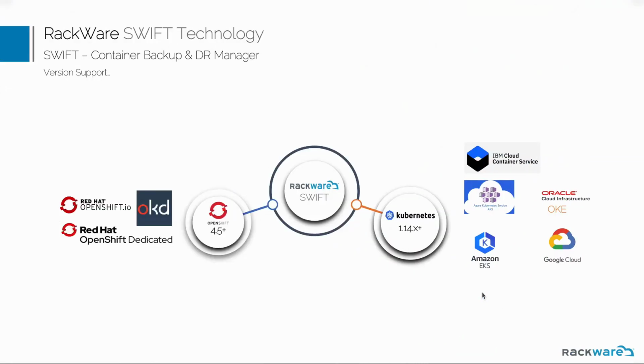This is the product version matrix. We do support OpenShift and Kubernetes. Now, for this solution, OpenShift can be, say, your production on-prem, and you can use OKE as a DR, for example. In case of Kubernetes, we support 1.14 and onwards.